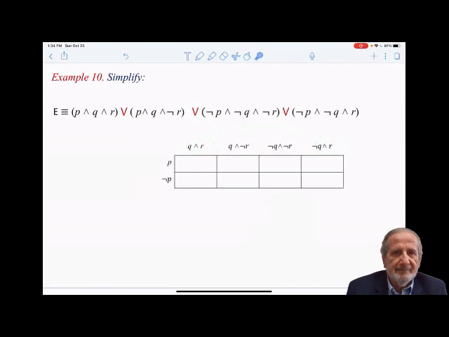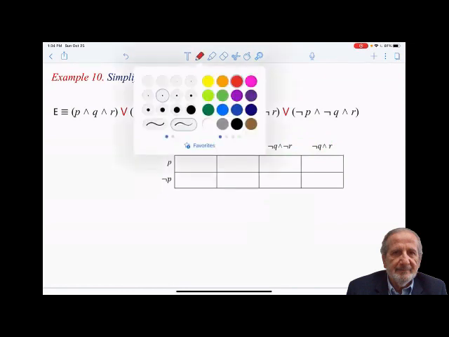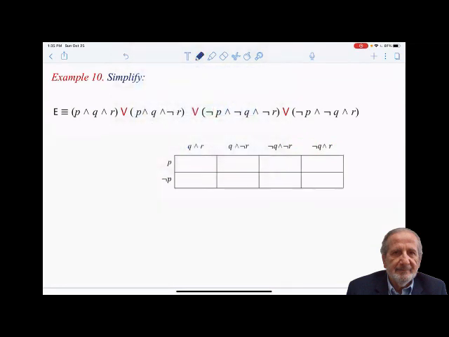Now, if you put this term here and this term here, it won't work. It has to be in this order. Any adjacent terms differ in only one of the variables. That's very, very important. So now let's fill up our table here.